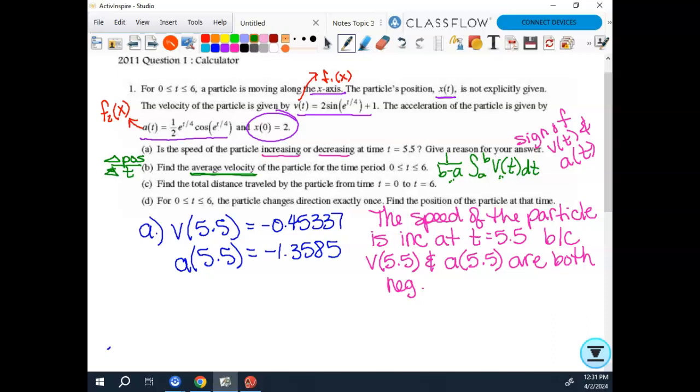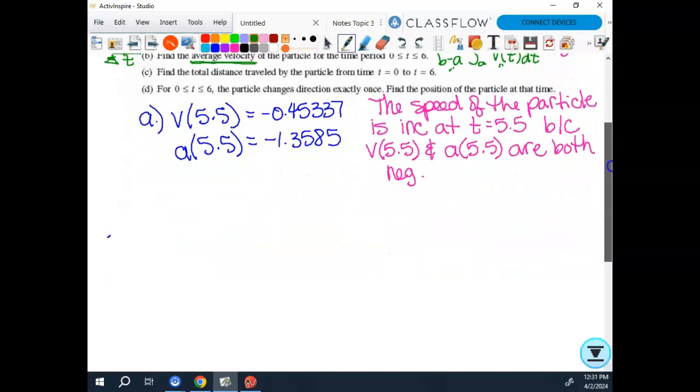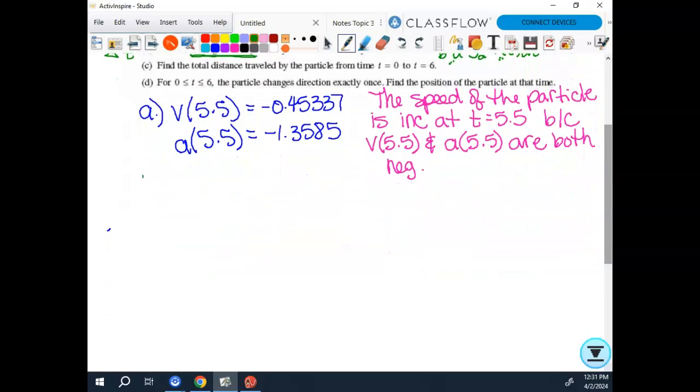So over here, I'm just writing what we're finding, and then we'll actually do it down there. And we're going from 0 to 6. So what I want here on B, that means I'm going to go 1 over 6 minus 0 times the integral from 0 to 6 of v of t dt. Okay? Everybody okay with that? So we have to know how to write it, how to set it up. But the good news is it's a calculator question. It's going to do all that work for us. We don't have to do the integrals by hand.